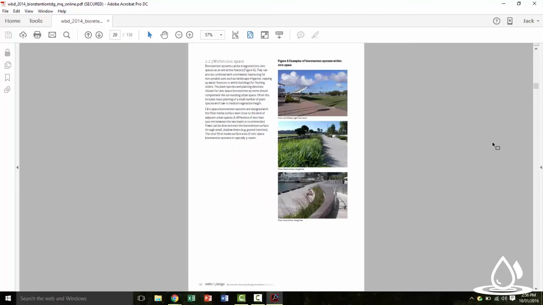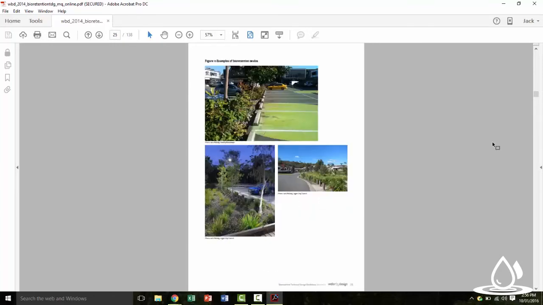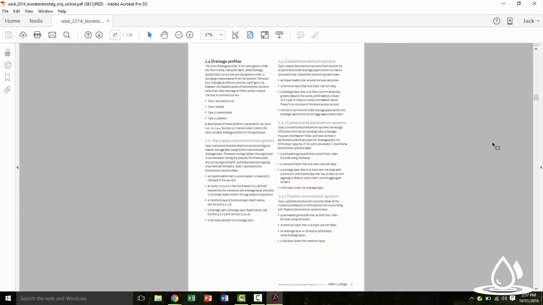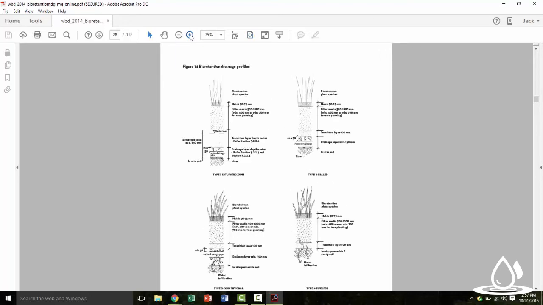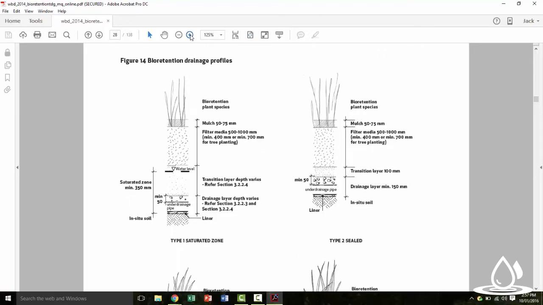There's some nice pictures and the like. We flick through, but then coming up soon, we get to this bit, section 2.4, drainage profiles, and this is what we're talking about today, right? So in here, we go to the next page, so this is page 28 of the document. We have these 4 different drainage profiles for bioretention systems. We'll zoom in a little and look at those types here.